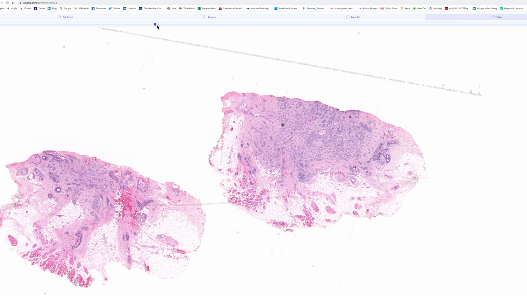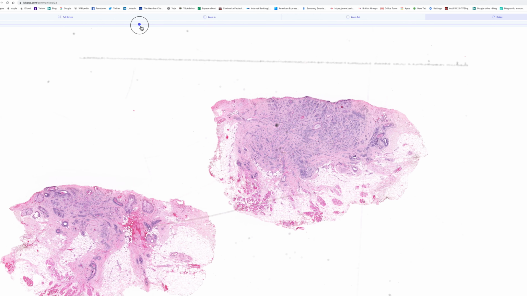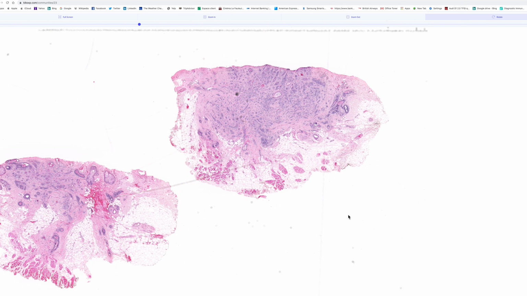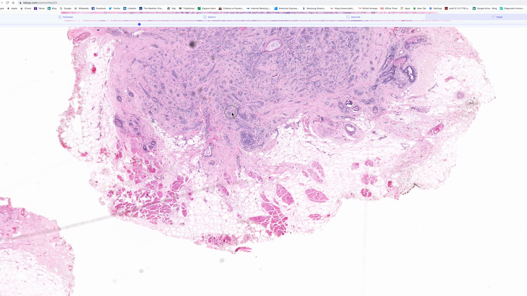And I'll just straighten the specimen a little bit. Now, even at this magnification, we can make some useful observations. There are scattered keratocysts at the top of the specimen. We can even make out some glandular structures in the bottom of the specimen, and there's a dense fibroblastic stroma. So let's look at that a little bit more closely.